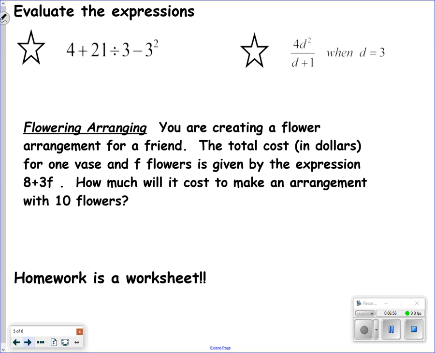Anytime you see a star problem in our notes, that means this is a you try. So all 3 of these questions are a you try. So please hit pause on the video. Try these by yourself.